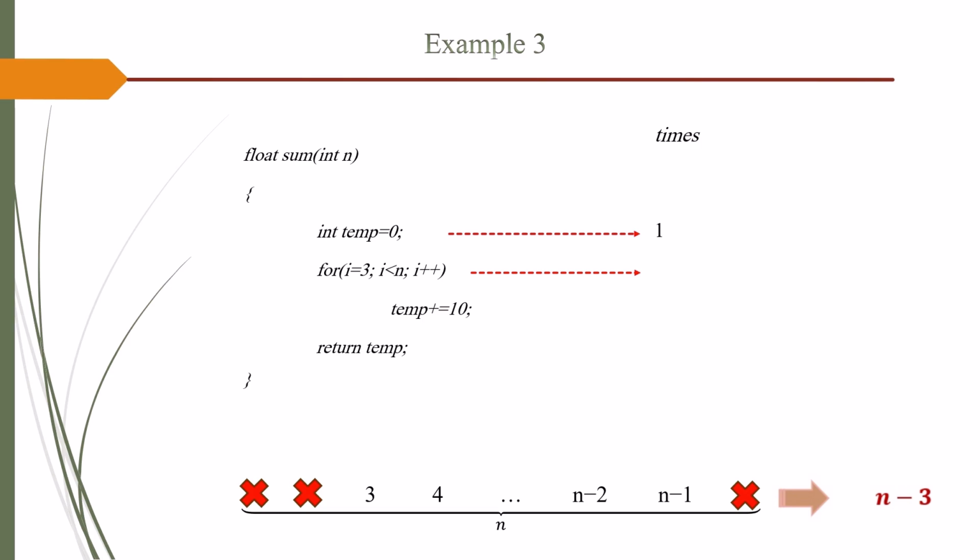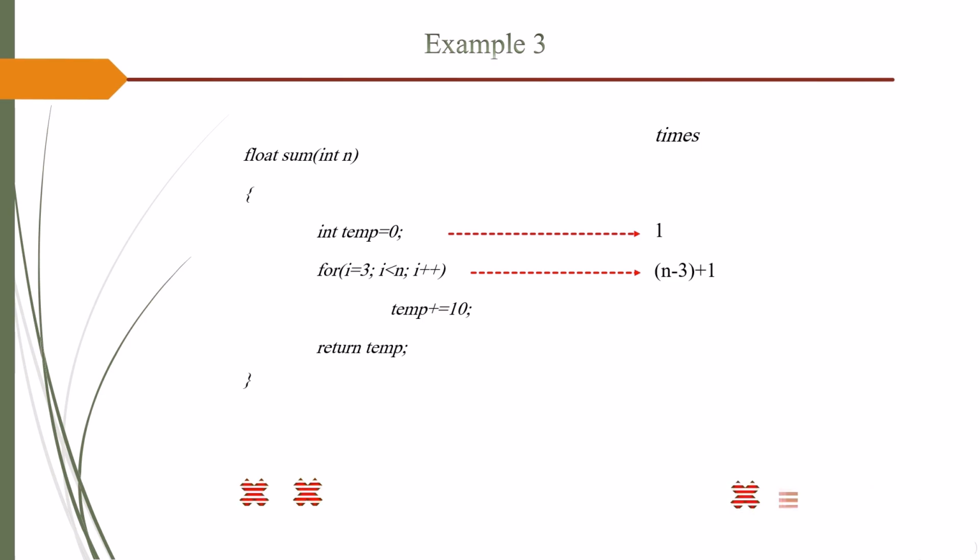Since we said that the loop line itself is checked one last time and the condition doesn't hold, we need to add 1 to the number of entries. So this line is repeated n minus 3 plus 1 times. No matter how many statements are inside the loop, their number of executions will be exactly n minus 3, which here we consider for the line temp plus equals 10 as n minus 3. And finally, the last statement is executed once because it is outside the loop. If we sum up these repetitions, it becomes 2n minus 3.